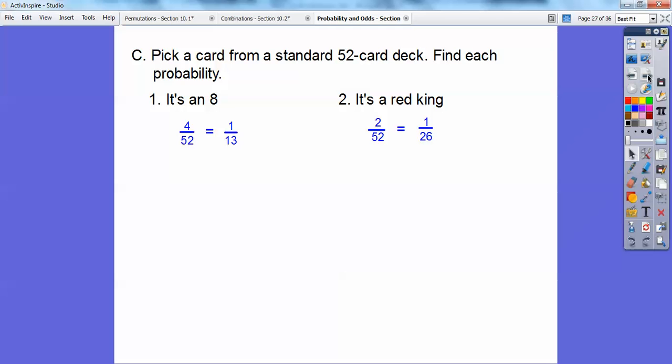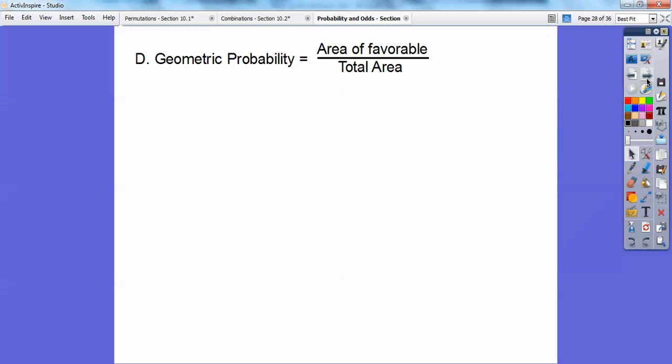Okay, now I wished I would have done this, you guys, but I just ran out of time. I should have said pick 2 cards out of a deck and they're both 8s or something. So if they were both 8s, it would be 4 out of 52 times 3 out of 51, and you go ahead and reduce all of that right there. Or if I said something like both jacks or something like that, okay? Anyways, I wished I would have done that. But I didn't.